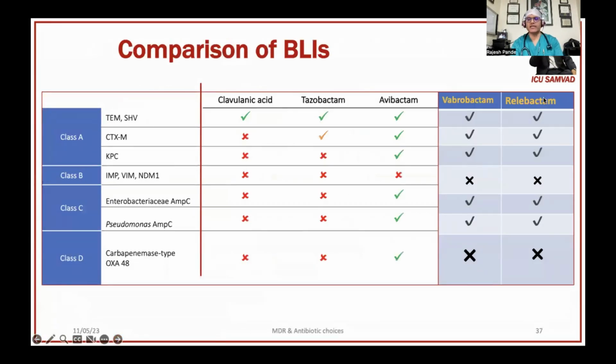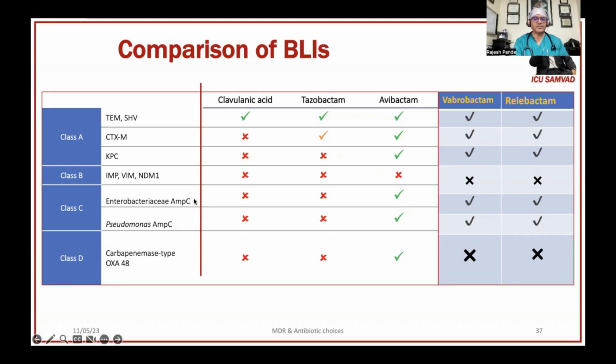Now, when you compare, this is a very important slide. These are the traditional two BLIs, and avibactam is the new one. Vaborbactam and relebactam are not yet introduced in India. So when you look at all the different Ambler class resistance mechanisms, TEM and SHV are handled by all three. CTX-M, again, clavulanate cannot handle CTX-M, but tazobactam and avibactam do. KPC, again, none of the older ones can do it. It is done by avibactam. Class B, which is metalloenzymes, none of the BLIs, whether old or newer ones, novel ones, have any effect on NDM-1 or metallo-beta-lactamases.